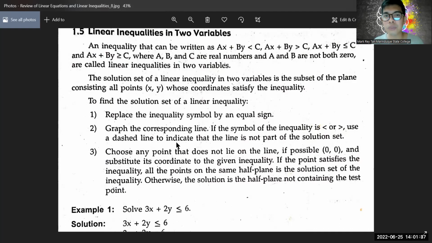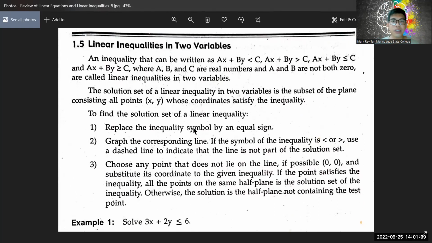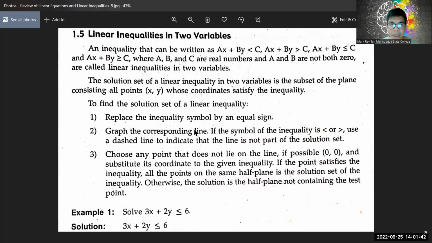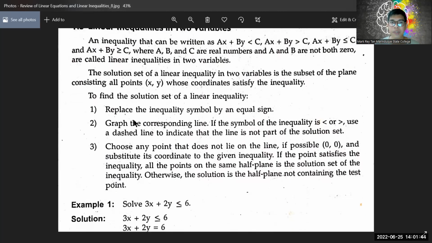Okay, so paano yung pag-solve ng linear inequalities in two variables? So meron tayong guide dito. Una, replace the inequality symbol by an equal sign. So we're going to solve it as if this is an equation.